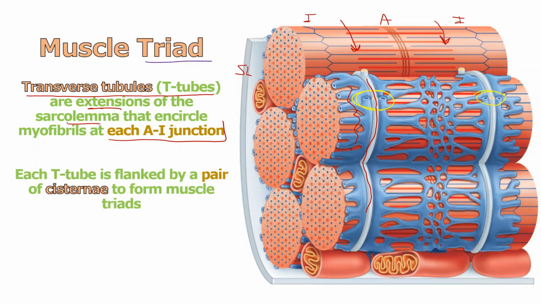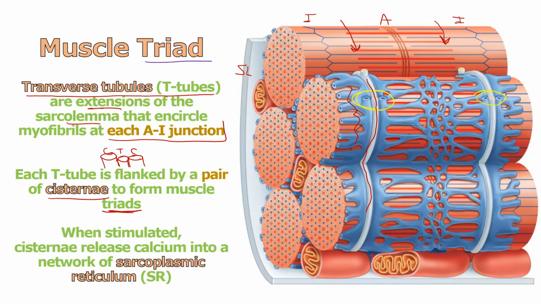Now off to the side of it, right, if that is a T-tube, we see two other tubes flanking it that are usually a little bit larger, but not always. These two things on either side of it, if that's the T-tube, then these are called cisternae, plural for cistern or cisterna, which is a well. And so if you have the T-tube flanked by these two cisternae, that is called a triad. Now the role of the cisternae is when it is stimulated by something we'll mention in a further talk, it will dump calcium all throughout the cell, especially into the network of tubes that connect those triads.